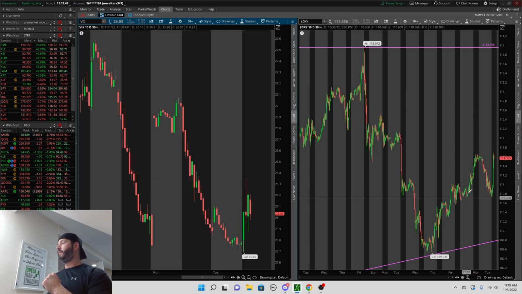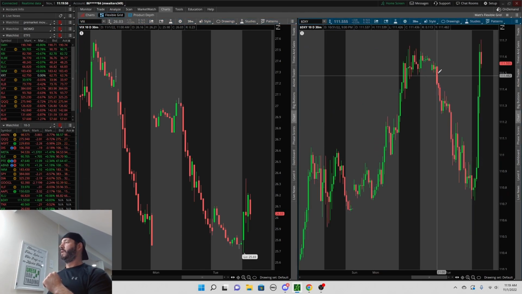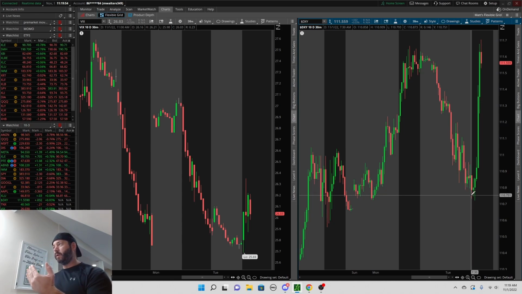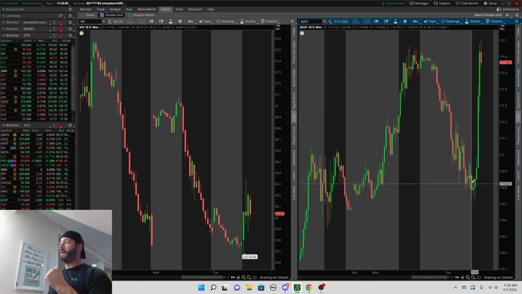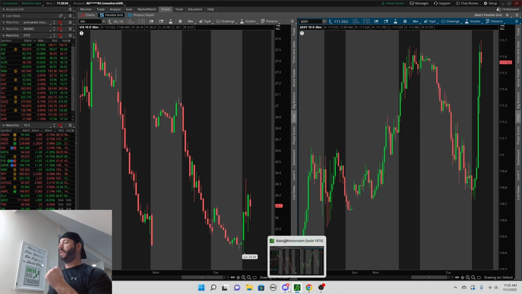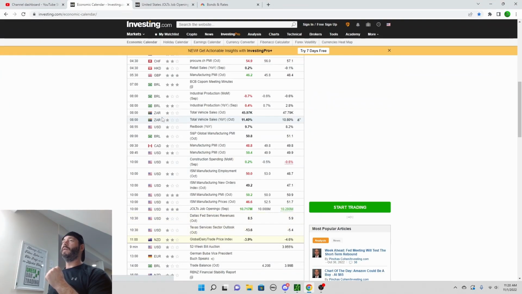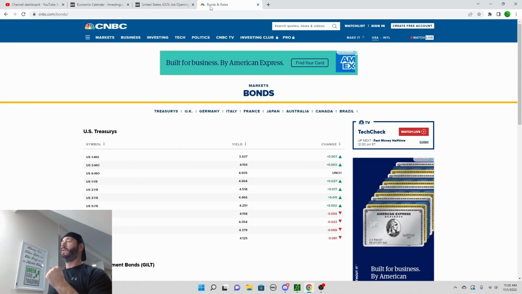Same thing with the dollar. It was down in the pre-market, great for equities. And then it ripped up. Equities sold off. This is something that you have to be aware of. Also, looking at the bond yields, because that's very important as well.